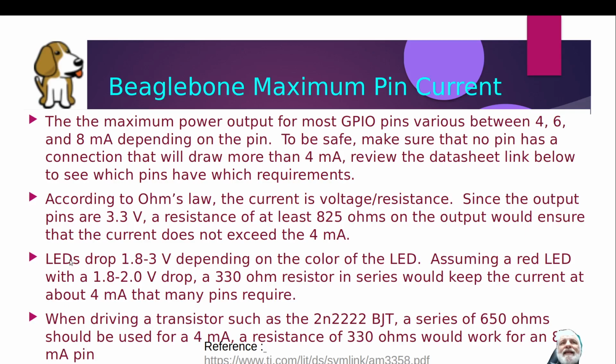Now, if you have an LED, remember LEDs are going to take some of that voltage depending on the color of the LED. So you would have to determine which color of LED you're going to use. But just in general, for this 3.3 volt pin, if you put a 330 ohm resistor in series, it's going to keep you around that 4 milliamps for those pins. Anything more than that, and you want to go back and look at that transistor circuit that I showed earlier to drive larger loads.